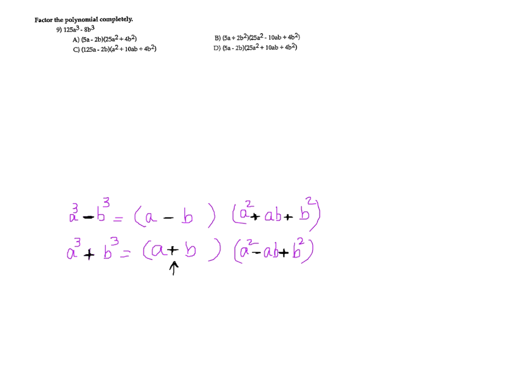Okay, so now we need to identify which one is A, which one is B. So we have 125 a cubed. The question is, can I make this as a cube of something? I know if I cube a, I get a cubed. How about 125? Can I multiply a number 3 times by itself and get 125? What's that number? Somebody says 5. Yeah, absolutely 5. So 5 times 5 times 5 would be 125. So the first term is 5a. That's my first term. That's my A.